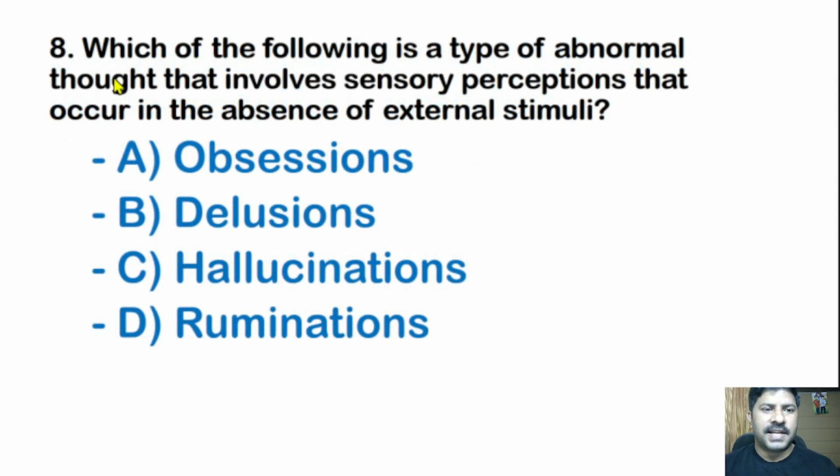Then eighth question: which of the following is a type of abnormal thought that involves sensory perceptions that occur in the absence of external stimuli? Obsessions, delusions, hallucination, ruminations. We have discussed obsession, and in the previous question we discussed delusions. Rumination we have explained. Then we can eliminate all three options, and only hallucination is left here. So the correct answer will be hallucinations.